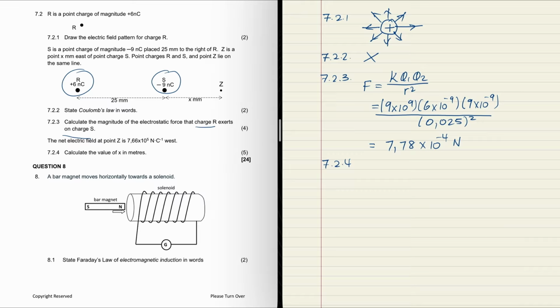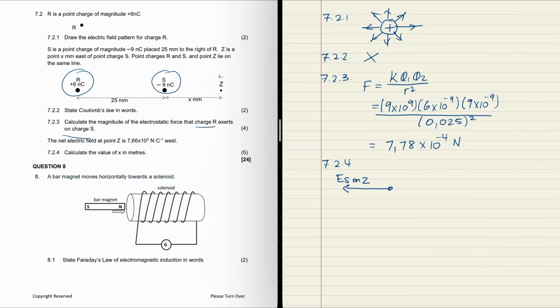So I'm going to draw in a free body diagram showing the electric field that's acting on Z. So if this is Z, and remember, when we talk about point charges or points, it's simple, just imagine it as a positive charge. So if Z is a positive charge, then S is going to want to pull it to the left. So there's going to be an electric field this way. So this is going to be the electric field of S on Z.